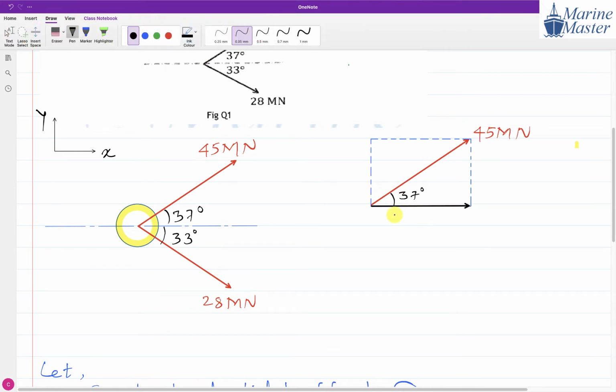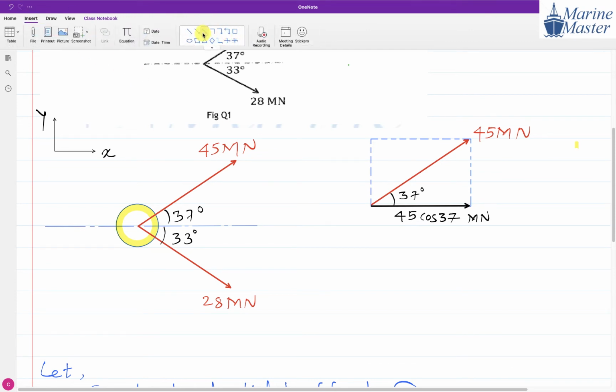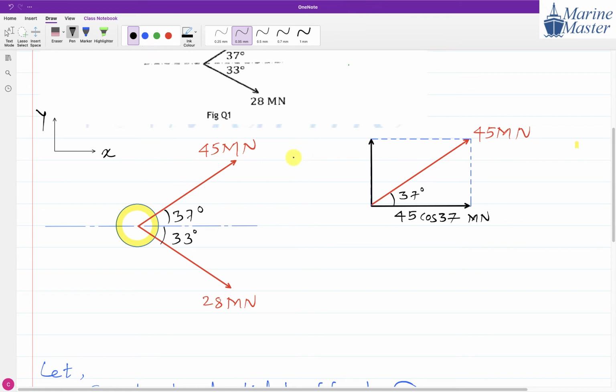So we have a component, 45 cos 37. The unit will be meganewton. And another component will be 45 sin 37 degree. And what will be the unit of this component? Meganewton, because the force is in meganewton, so the component is also in meganewton. So we got the components.